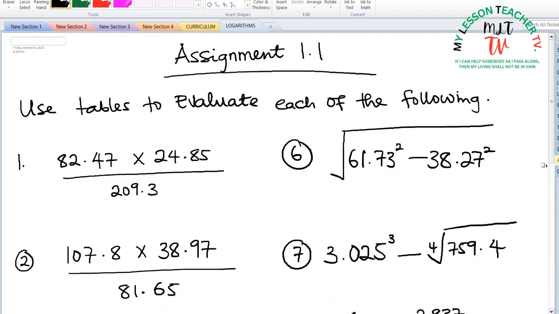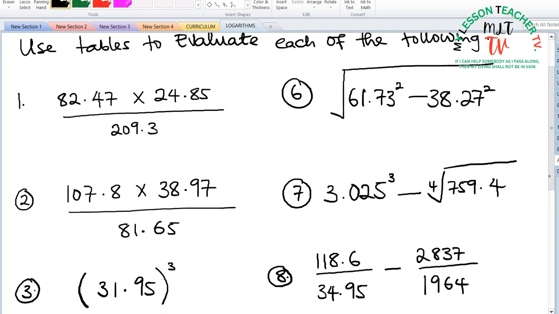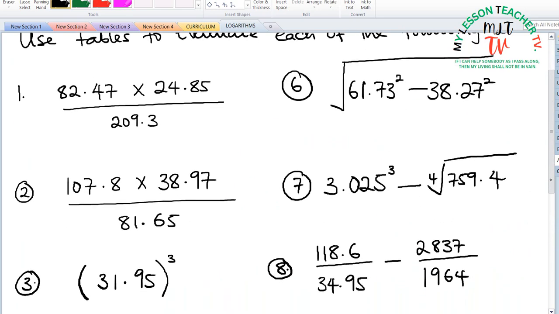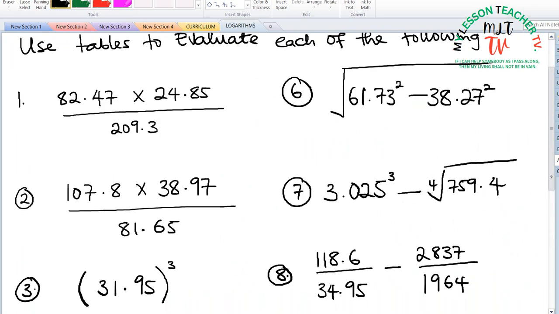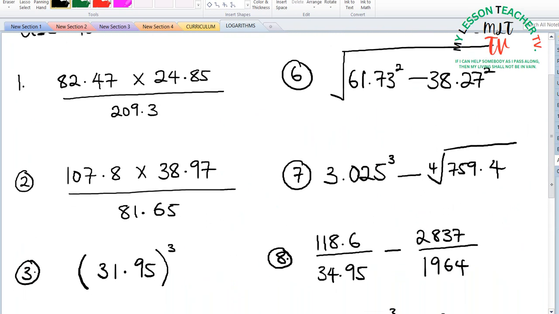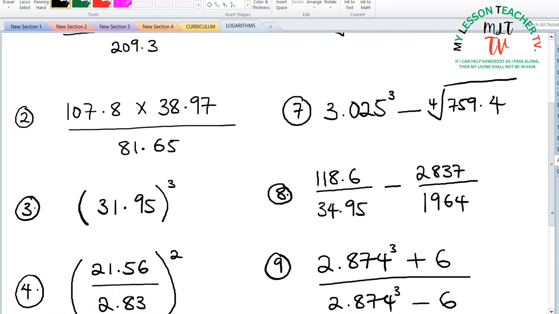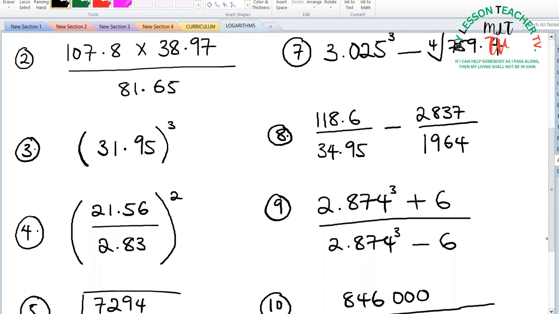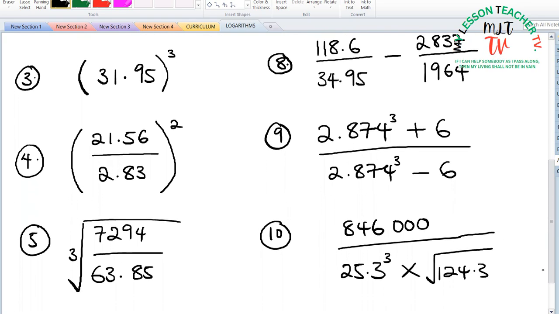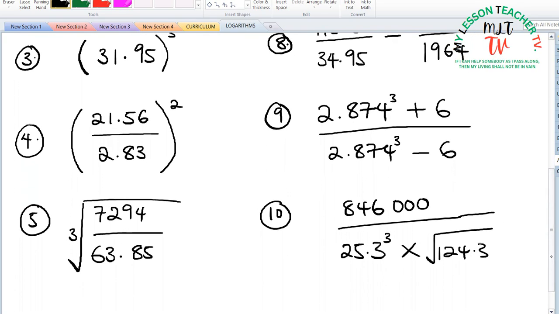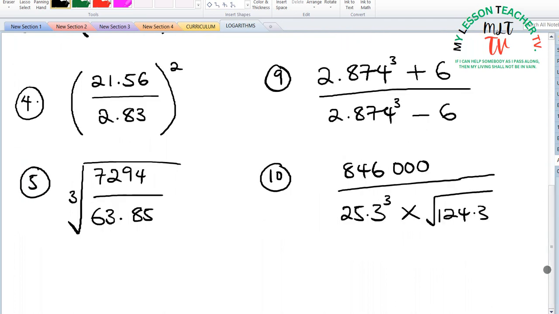Before we go, I'll leave you with these assignments to try on your own. Use tables to evaluate each of the following. You have 1, 2, 3. You have about 8 of them in number. So kindly pause this video and copy them out so that you can solve. You have 10 questions in all. You can pause them and solve.